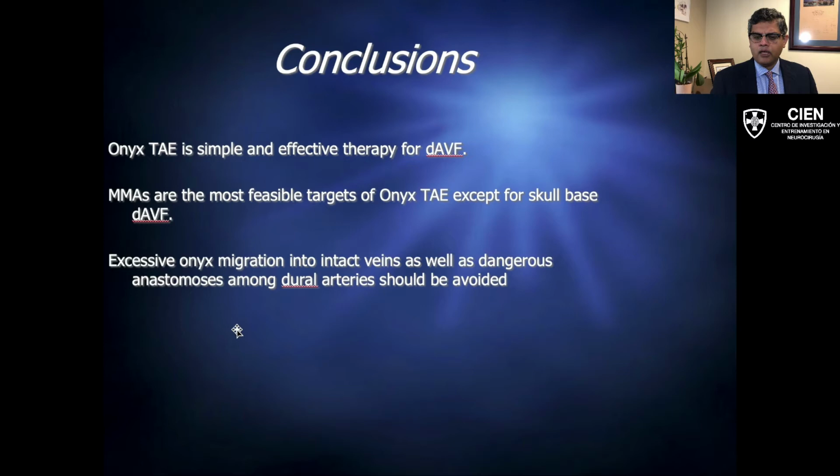So you have to be careful that when you inject Onyx through the septa, it doesn't reflux all the way back into the vertebrobasilar system or go into some location where you don't want it to go. We have to be careful to avoid Onyx migration into intact veins, because you saw what happens when it gets into an intact vein. You can get a venous infarct. And similarly, you have to avoid dangerous anastomosis. Now, especially with the middle meningeal artery, anastomosis would include supply to other cranial nerves.